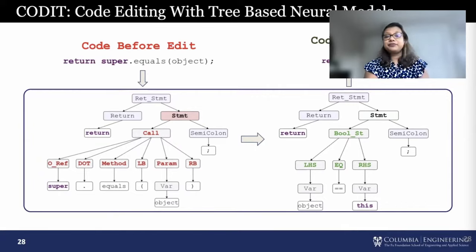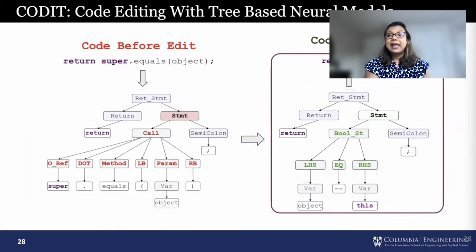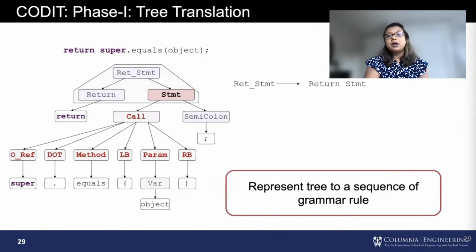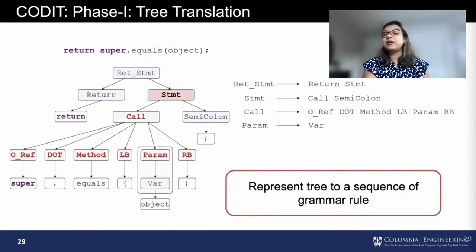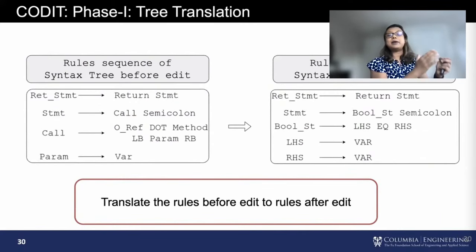So that's why here we first introduced a tree translation. Once I get the tree, I generate the token sequence conditioned on the generated tree. Now how will we do that? If you remember your compiler 101 class, you probably remember that abstract syntax trees are essentially sequences of context-free grammar rules. So we take this tree and represent it as a sequence of context-free grammar rules. Then my tree translation becomes translating a sequence of grammar rules, from the before-edit to the sequence of grammar rules after the edit. That's how we incorporate the tree translation.